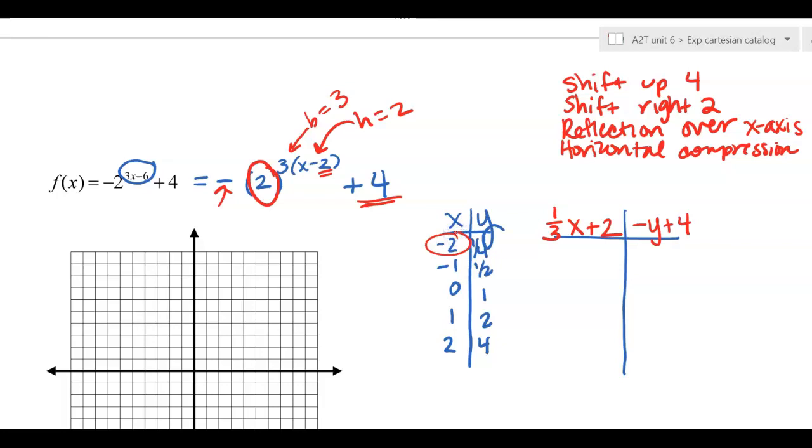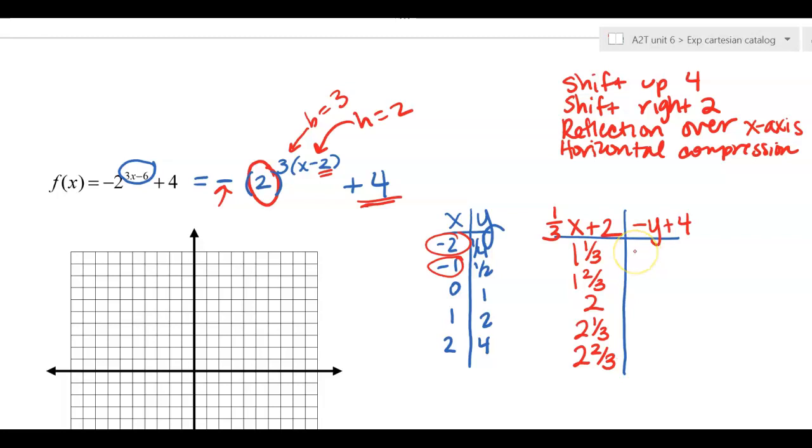Okay? All right, so now if we go through these, I'm just starting right here. If I take negative 2 times a third and then add 2, so that's negative 2/3 plus 2, that would be 1 1/3. And then if I multiply negative 1 by a third, that's negative 1/3 plus 2, which would be 1 2/3. 0 will give me 2. With 1, I'll get 2 1/3. 2, I'll get 2 2/3. Okay. If you take longer to do the fraction math, that's fine. Take the time that you need.